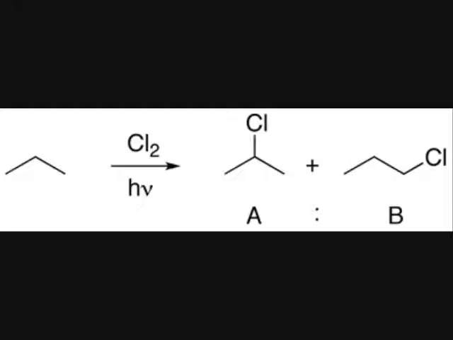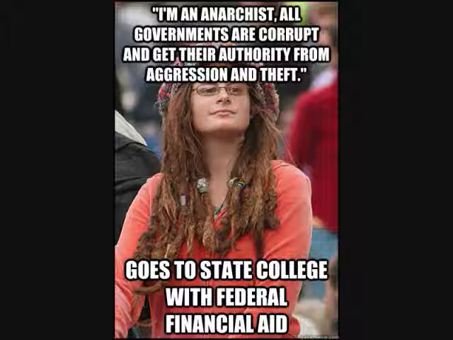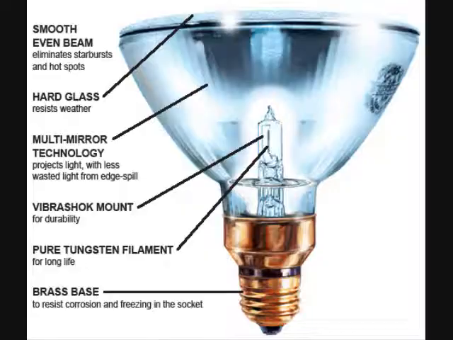Free radical halogenation is an important reaction in organic chemistry, as one of the few reactions that alkanes can undergo. By the way, if you're watching this video because you thought it had something to do with anarchist hippies and halogen lamps, I'm sorry to disappoint you.